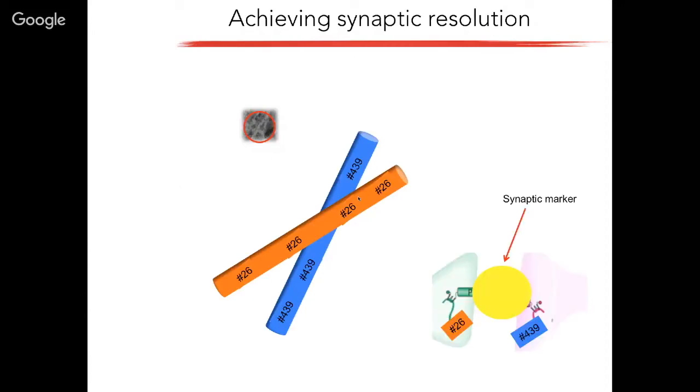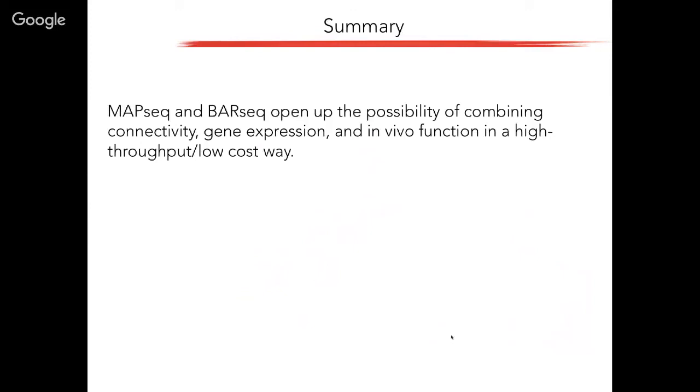Currently, we're doing that by using a synaptic marker. Going forward, we have some molecular tricks for actually entangling the barcodes associated with the two processes so that a single ROLONY will form that includes the sequences of the two barcodes, but only when the two barcodes are touching at a synapse. So in summary, MapSeq and BarSeq open up the possibility of combining connectivity, gene expression, in vivo function at high throughput in a low-cost way.